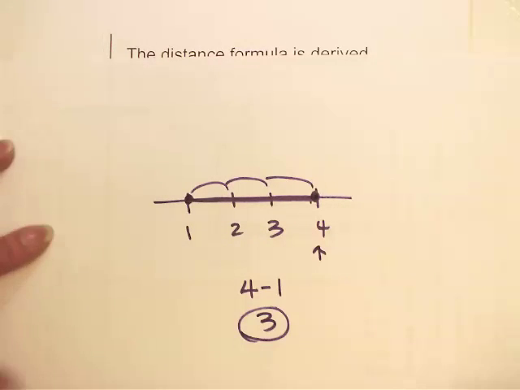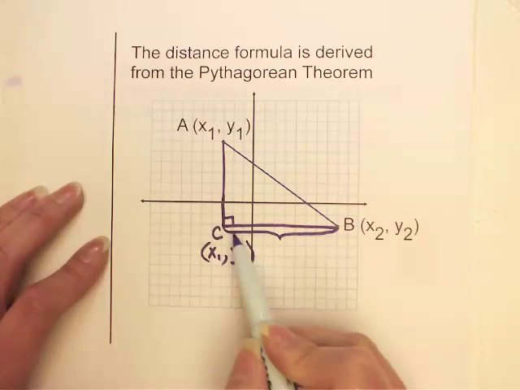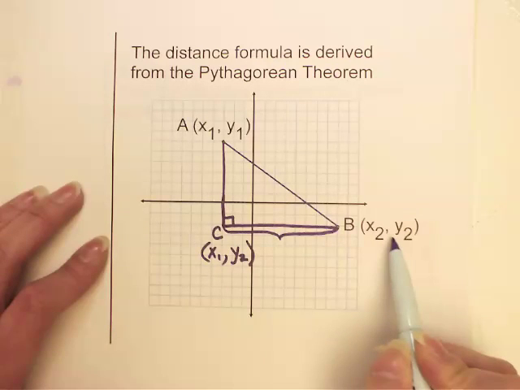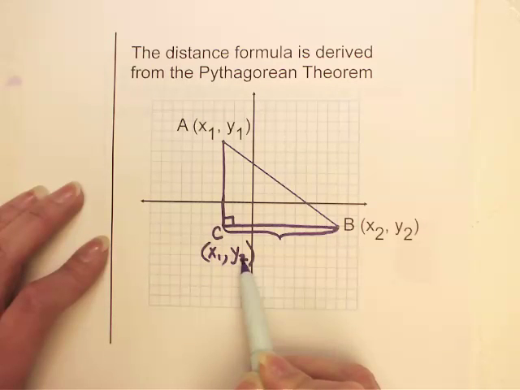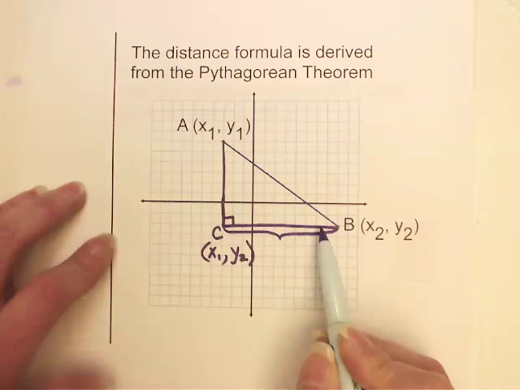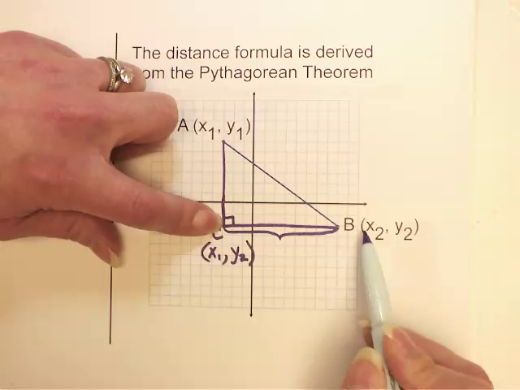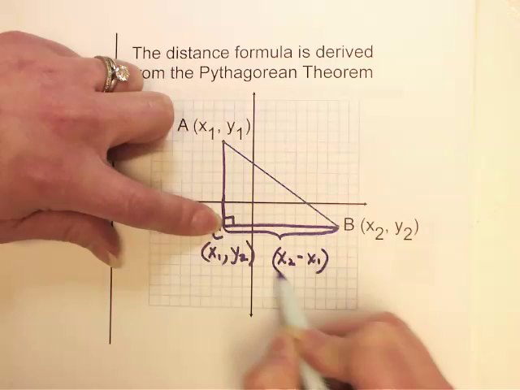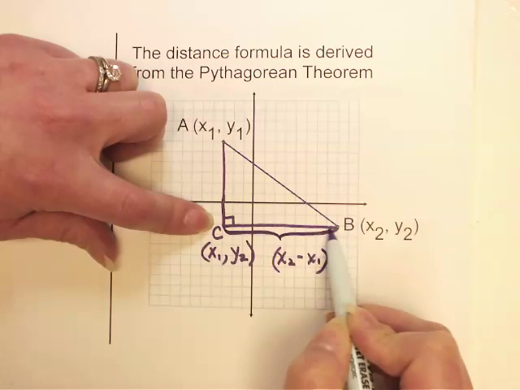So I can do the same thing with my graph. My endpoint here is x sub 2, comma y sub 2. My endpoint on this side is x sub 1, y sub 2. So how would I find the distance? Well, it started at this x, which is x sub 1, and it ended up at this x, which is x sub 2. So my distance would be x sub 2 minus x sub 1. My endpoint minus my starting point. And that would be the length of this leg.